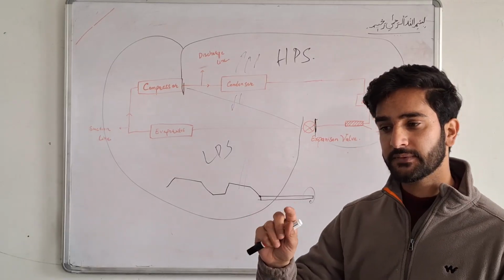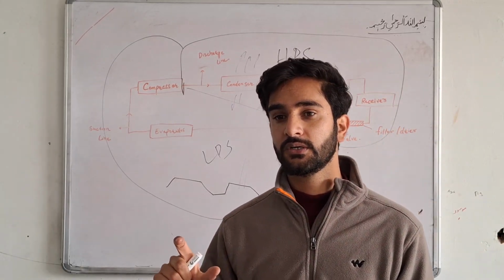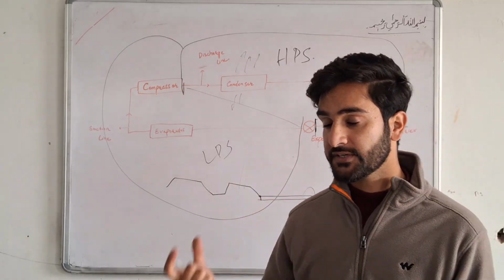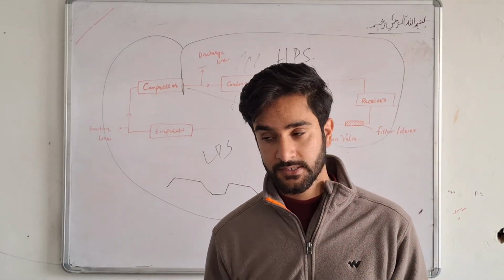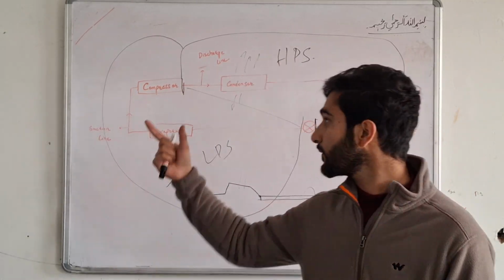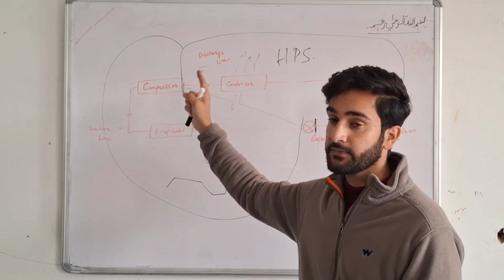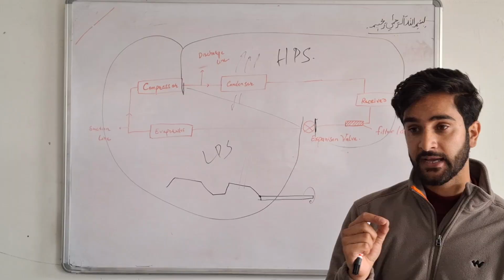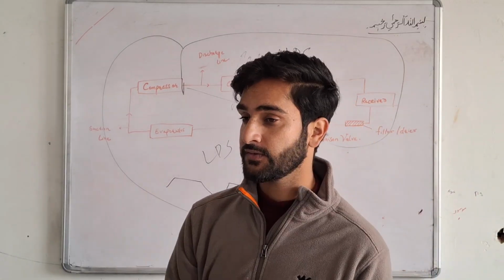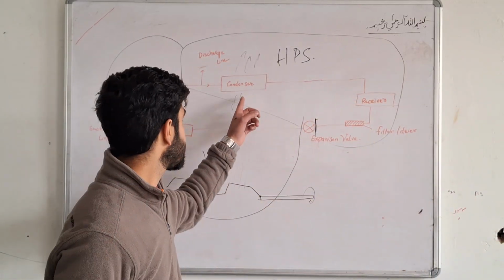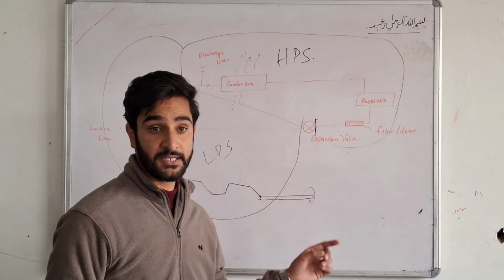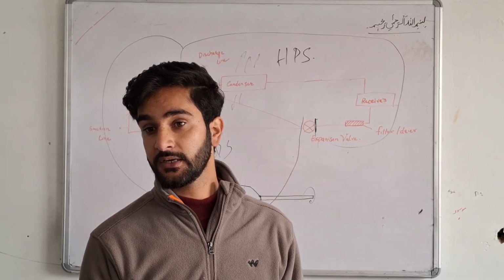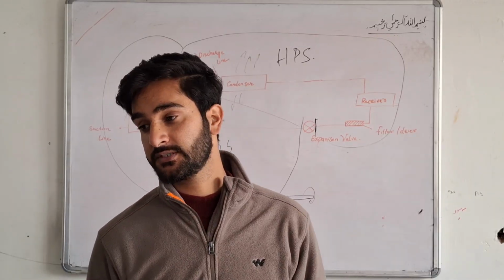There are different techniques that are used to check how the efficiency of a refrigeration system is affected by these temperatures: the temperature of the compressor, the temperature of the condenser. These are very essential for calculating the coefficient of performance and efficiency of the system. The temperatures of the condenser, compressor, evaporator, and expansion valve are very critical in order to know the efficiency of the system.